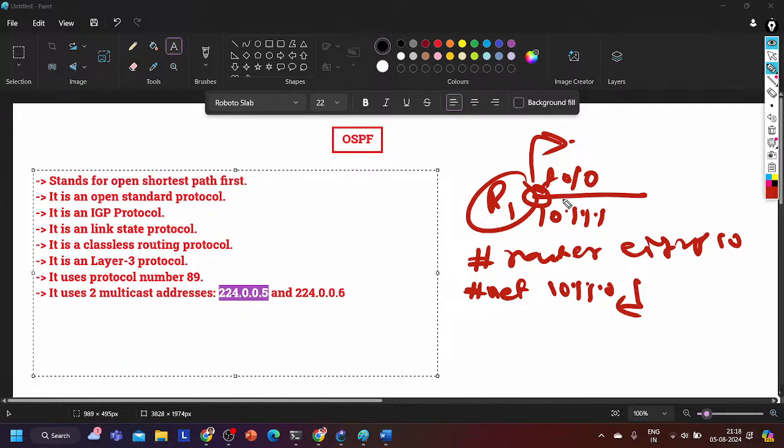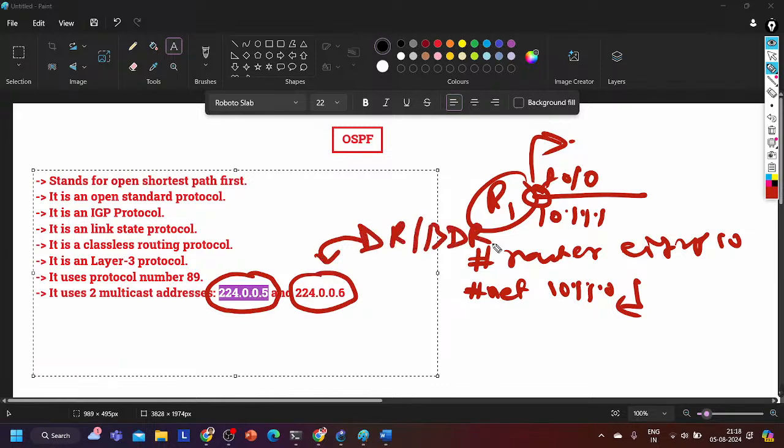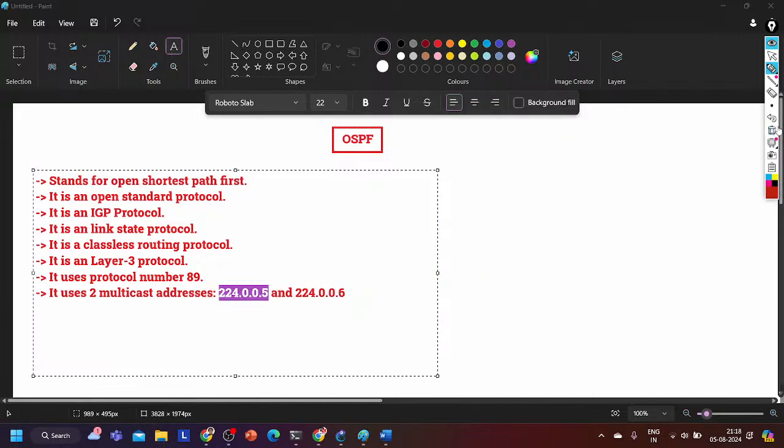But all routers will listen for this IP address 224.0.0.5, and the other IP address is for a different purpose, for DR and BDR. Now if you are thinking what is DR and BDR, why we have this multicast address, don't worry, we will see it. But for now just keep in mind OSPF uses two multicast addresses, and by default all routers listen on this multicast address. Like in EIGRP we have 224.0.0.10, so all routers listen on that multicast address. In the same way all routers in OSPF listen on this multicast address .5.